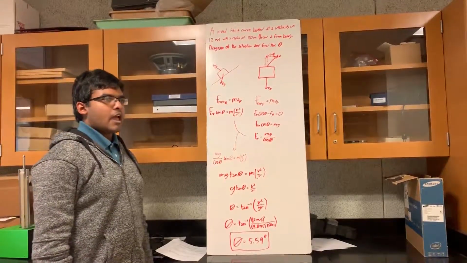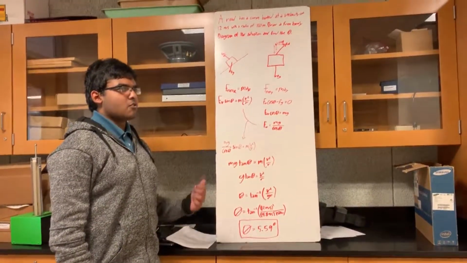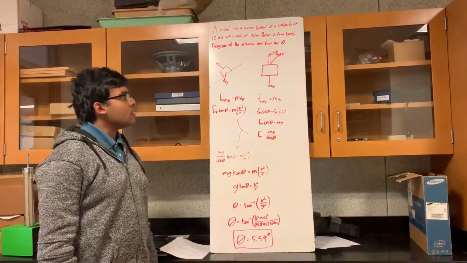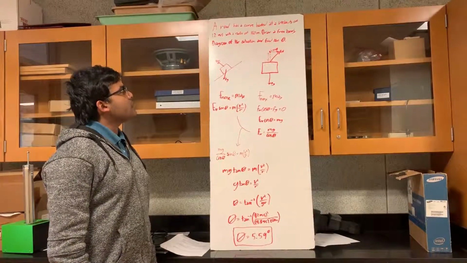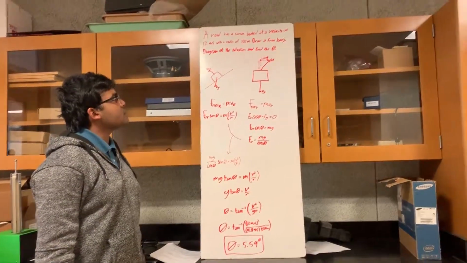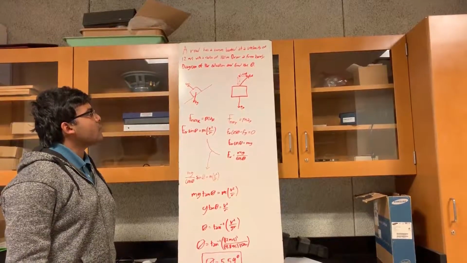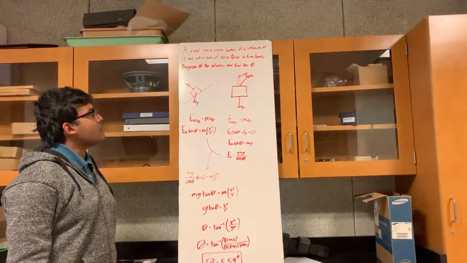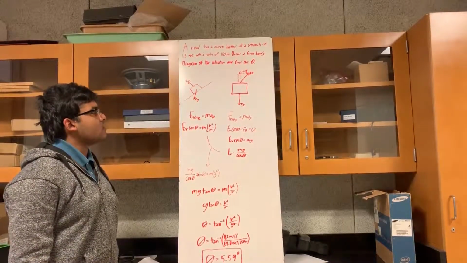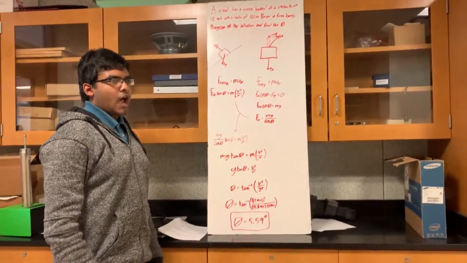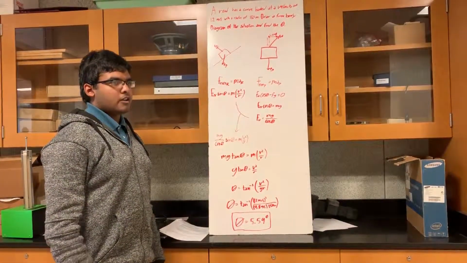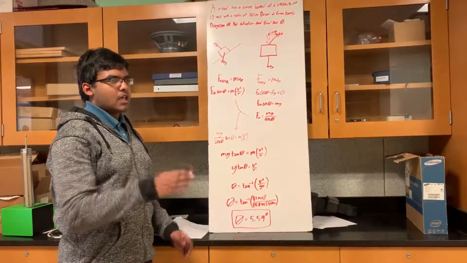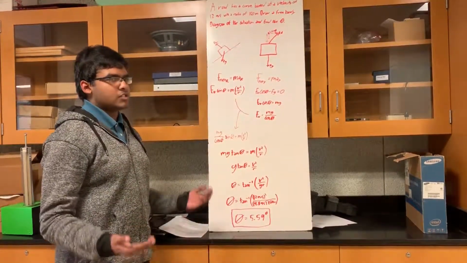Okay. Hey, this is another sample question for our unit that we're covering. And here it is. A road has a curve banked for a velocity of 12 meters per second with a radius of 150 meters. Draw a free body diagram of the situation and find the angle. So say you're on I-95 and you're turning on one of the bumps. That's practically what this question is.